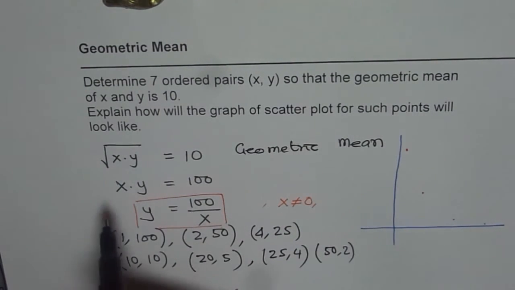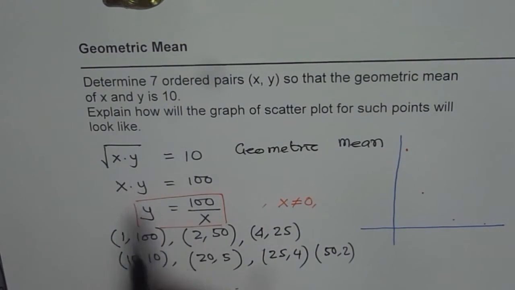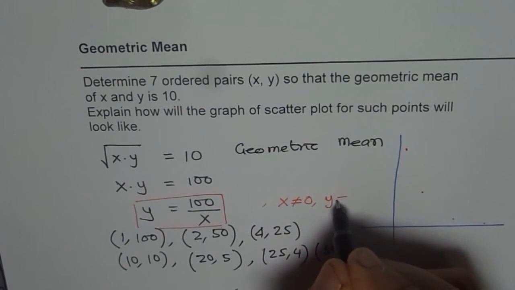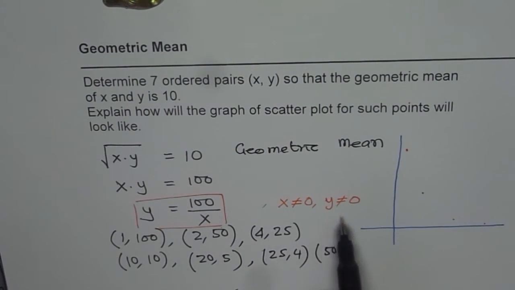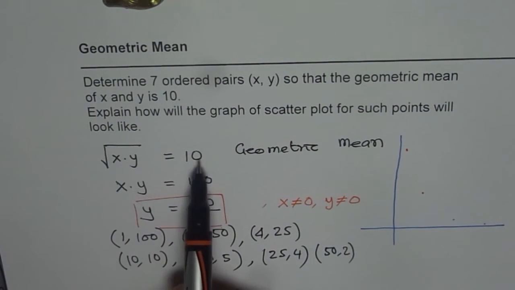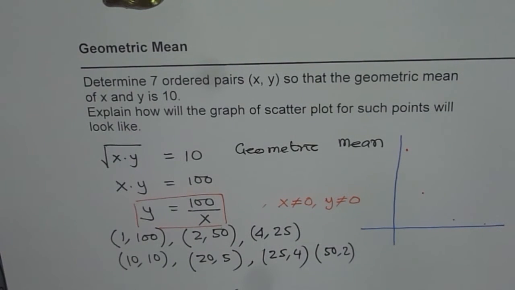And similarly, if you would have written x equals 100 over y, y is also not equal to 0. Even otherwise it makes sense. 0 times anything will never be 10, right? So anyway, that is how we can do this question and explain our graph. So these are the coordinate points, and the graph will look like an exponential decay function in quadrant 1, correct?